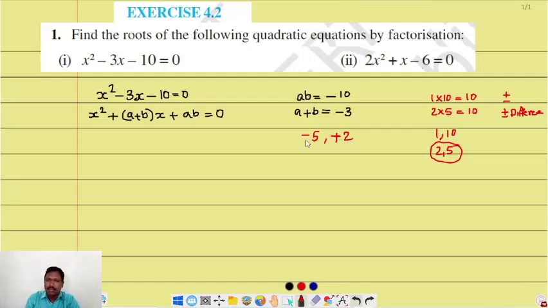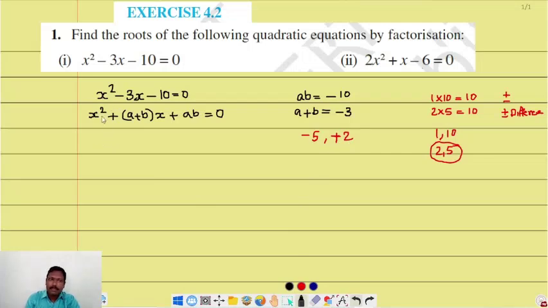You can check this one. Negative 5 into positive 2: negative into positive is negative, and 5 into 2 is 10. Now when we add these two, negative 5 and positive 2, we find it is negative 3. Okay, so the numbers are negative 5 and positive 2. Now we can apply here that one. When we apply here, we will get x directly.